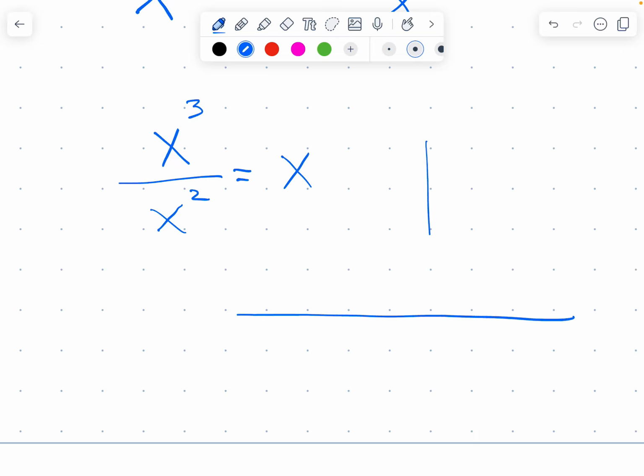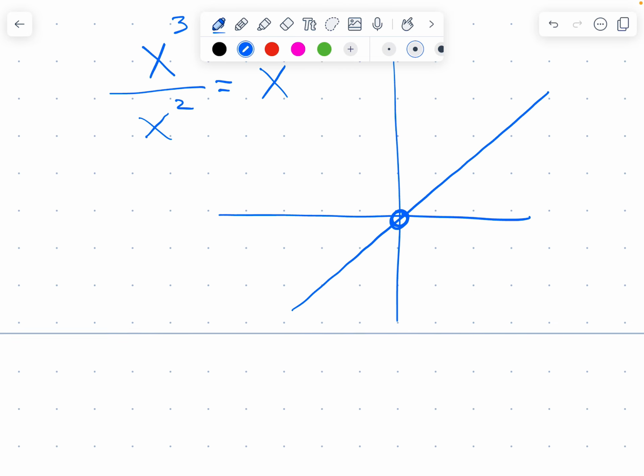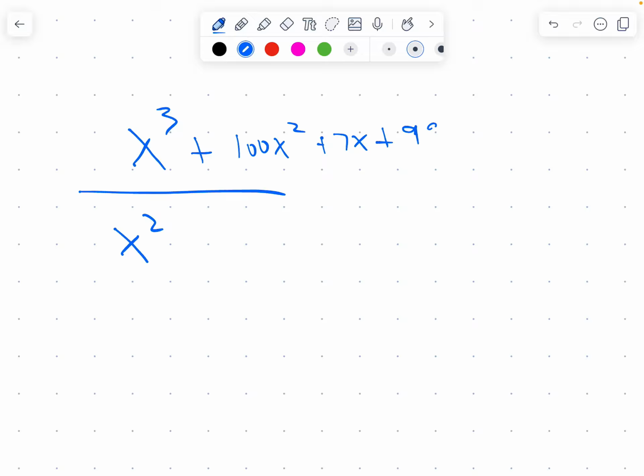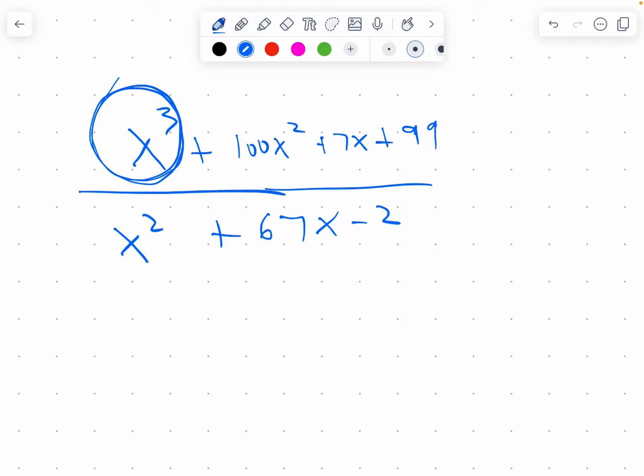So overall, this is going to behave like that. In fact, it's going to behave exactly like that, except it's going to have a little hole right there at 0 where it's undefined. Let's do something that's a slight variation of that. What if instead of x cubed over x squared, it's x cubed plus 100x squared plus 7x plus 99 on top, and on the bottom it's x squared plus 67x minus 2. Here, eventually, this term will be the biggest, most consequential player on the top. This is the biggest, most consequential player on the bottom. And so this thing overall will look kind of like a line.